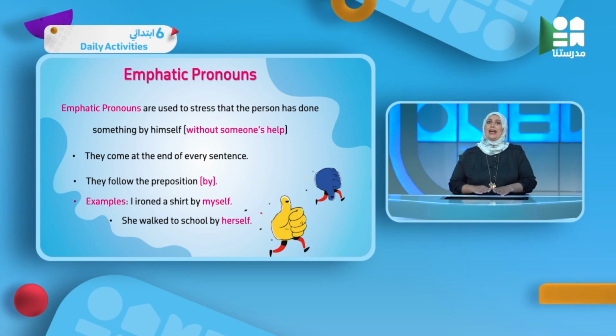She walked to school by herself. ذهبت إلى المدرسة لوحدها. So where is the emphatic pronoun? فين ضمير التوكيد هنا؟ By herself. Herself هو ضمير التوكيد وقبلها عندي by. I put the preposition by. بحط preposition by. Now let's go to the board and have a look how we can do that.